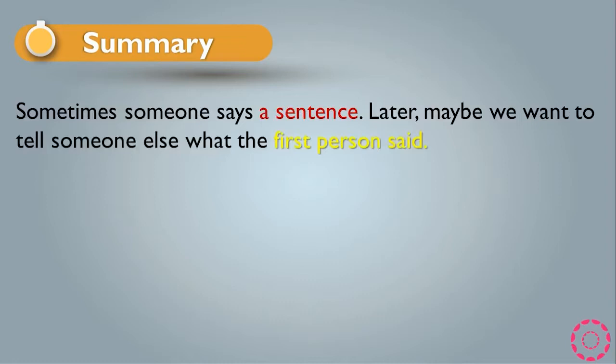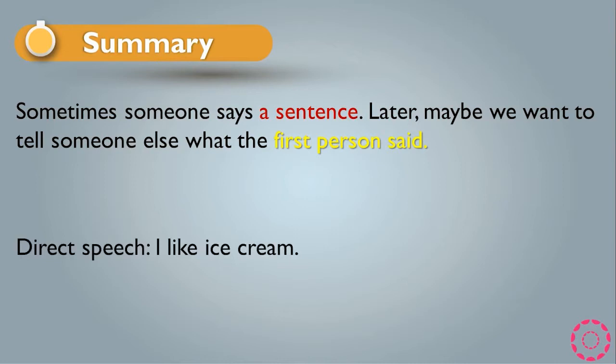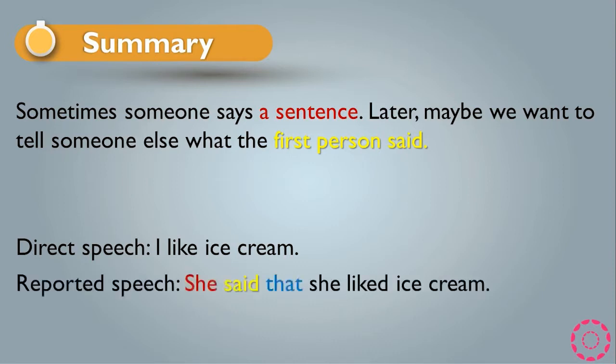This is all about reporting statements. So let's see what we study in this lesson. Sometimes someone says a sentence. Later, maybe we want to tell someone else what the first person said. This is the brief definition of reported statement. For example, this is a direct speech. I like ice cream. If we report this speech, it became she said that she liked ice cream.